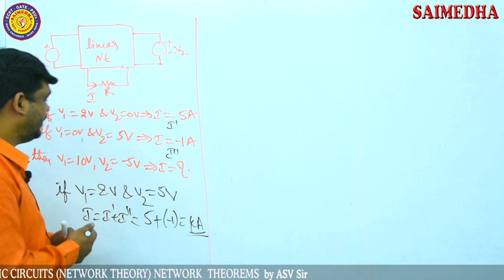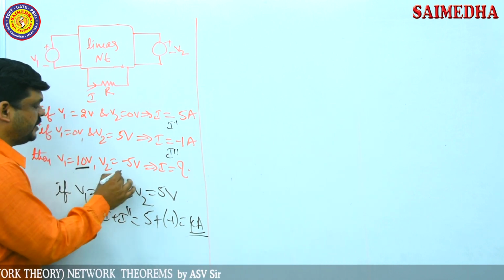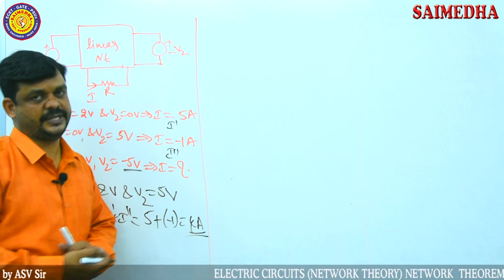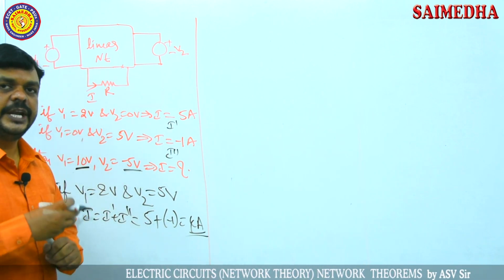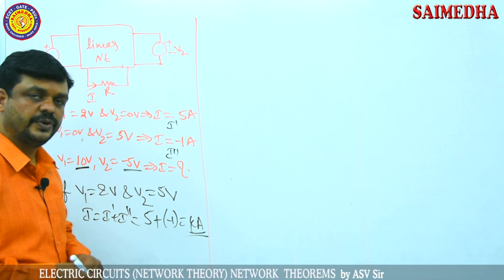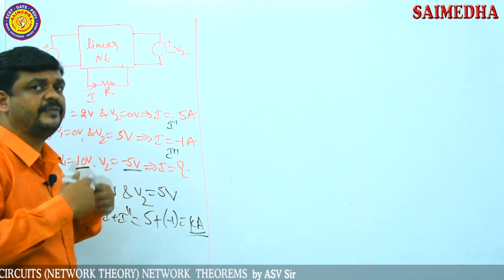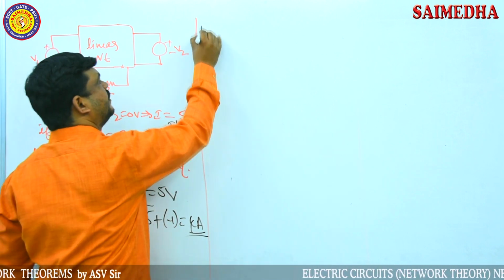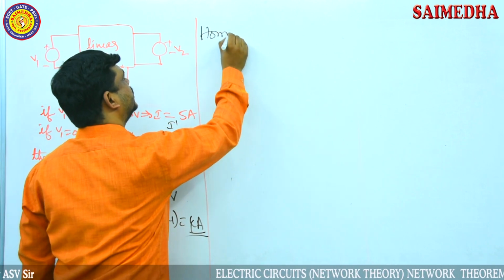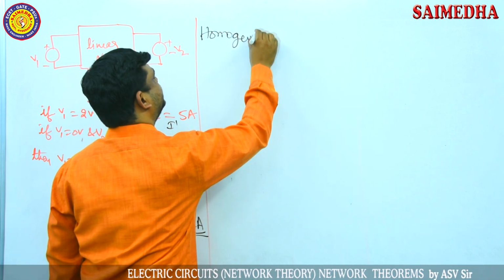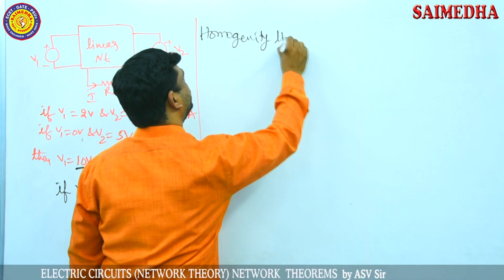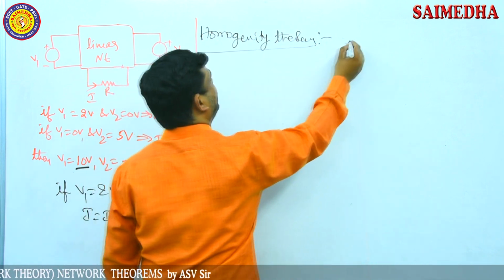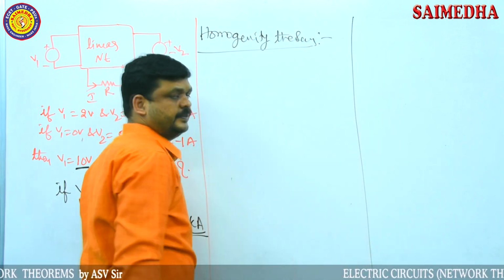But according to the given problem, V1 is 10 volts and V2 is minus 5 volts. Different sources are there, with different magnitudes mentioned here. So with the different magnitudes, we have to find out the response. To do this type of analysis, another theorem is used. The theorem is the homogeneity theorem. Generally, in the superposition theorem, we sometimes have to apply the homogeneity theorem indirectly.